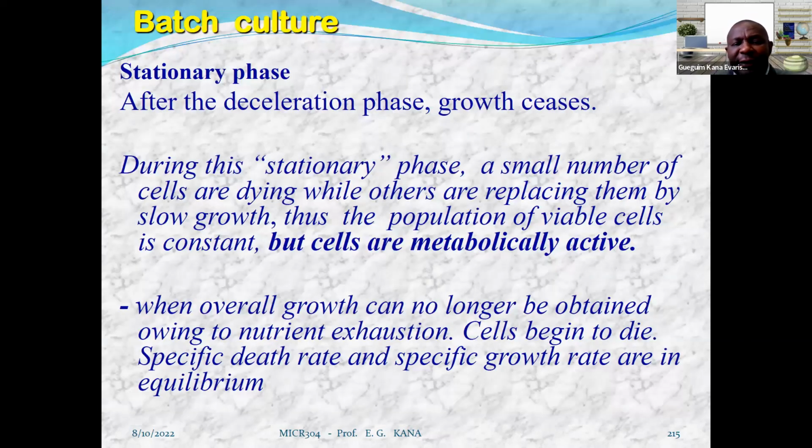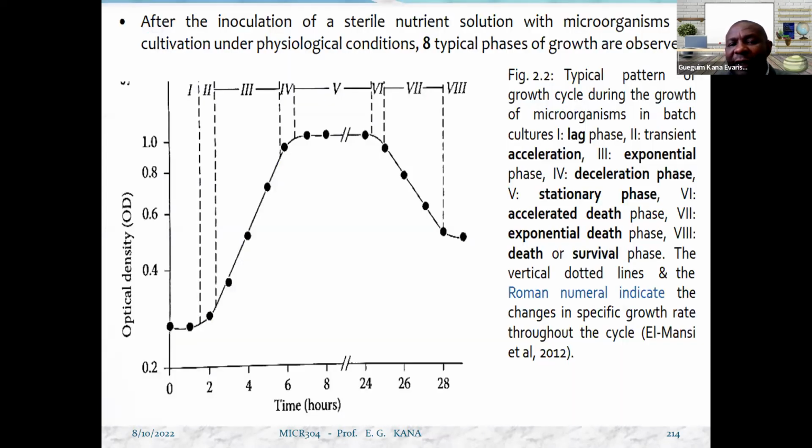Now, what happens in the stationary phase? You have a number of cells that are dying. You have a small number of cells that are multiplying. In other words, the death rate equals the growth rate. That's why the culture is on this horizontal stable line. Okay, we have this horizontal stable line because the number of cells dying equals the number of cells being produced. That's what happens in the stationary phase. Cells are metabolically active. That is, we have a number of compounds being produced as well. Like I said earlier, those compounds are not growth linked. Okay, they are not growth linked compounds.